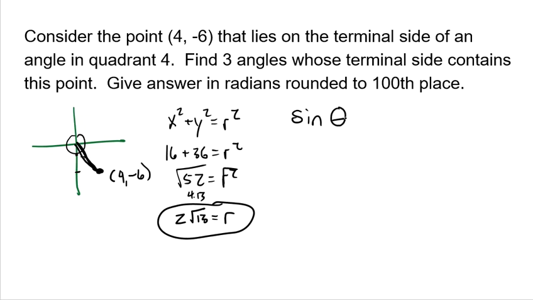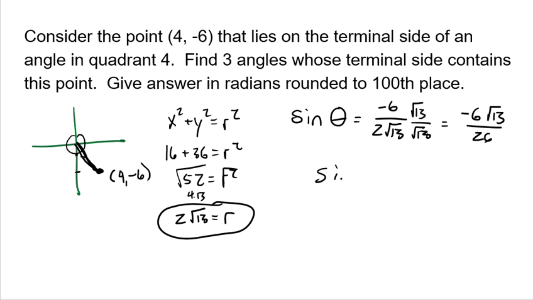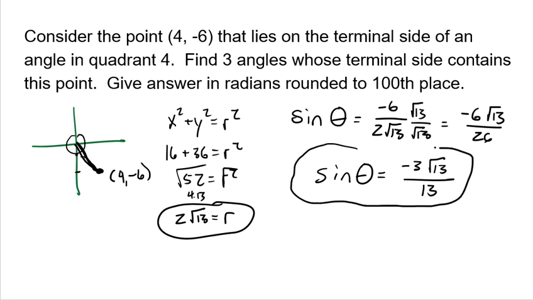So sine of the angle equals y, -6, over r, 2 radical 13. Now, of course, I don't like that radical in the denominator, so I'm going to rationalize to get -6 radical 13 over 26. Radical 13 times radical 13 is 13, times the 2 is 26. Oh, but now I could reduce this even more. So sine of theta equals 6 and 26 are both divisible by 2, so I get -3 radical 13 over 13. Okay. So now that I've finally figured out what sine is, now I could pull the old switcheroo.